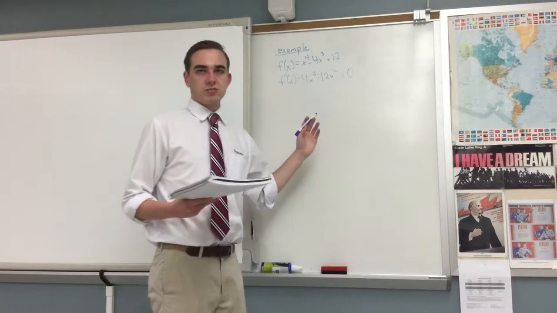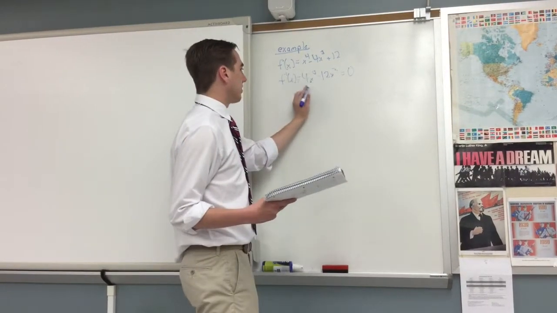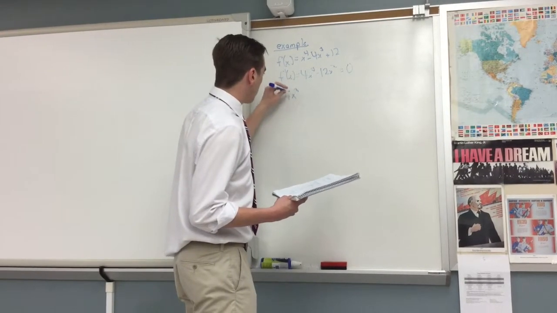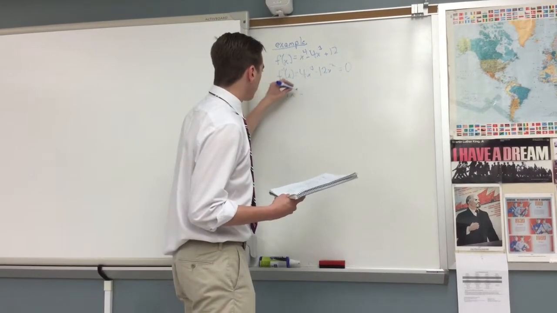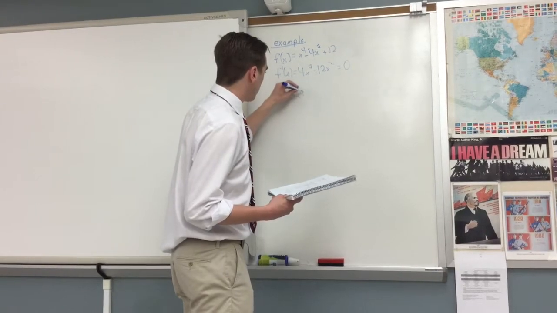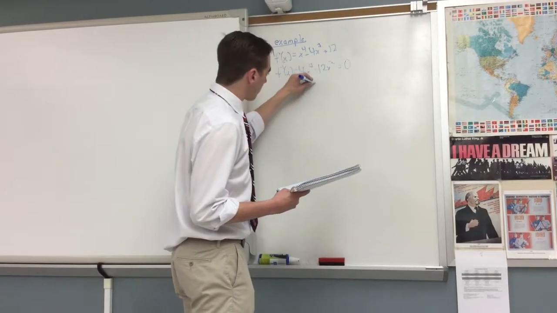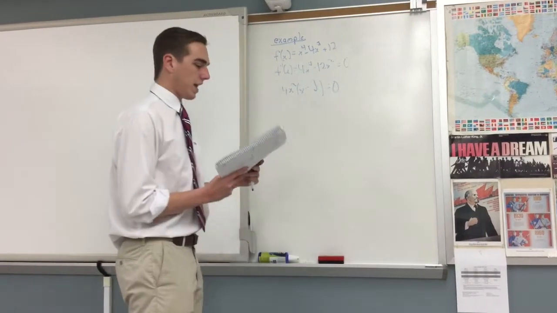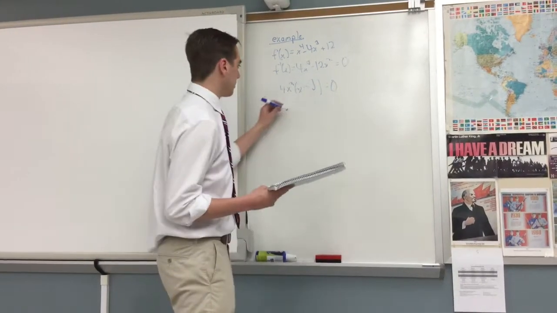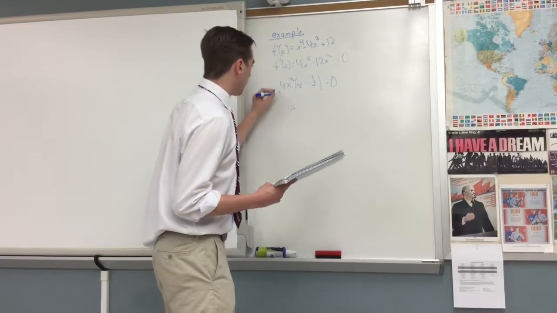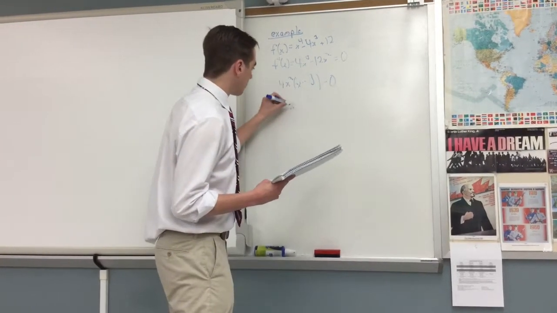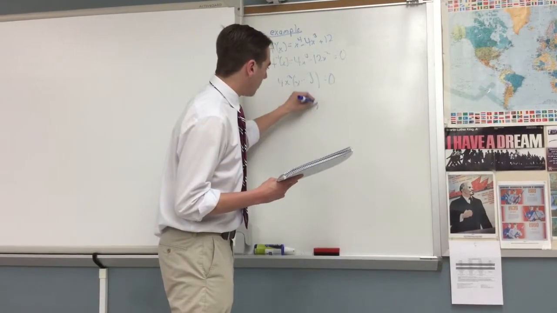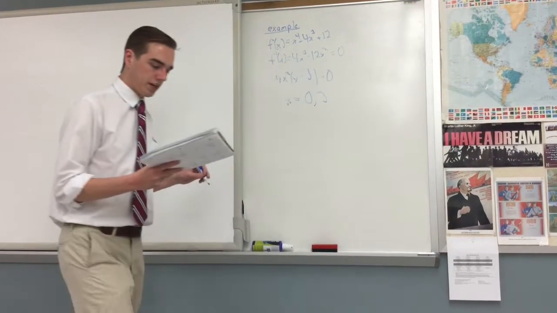And for simplicity's sake, you can take out 4x squared from this equation. And so now you have a more simplified equation. You can easily get the critical points from this by setting each of these parts of the equation equal to 0. And the critical points are 0 and 3.